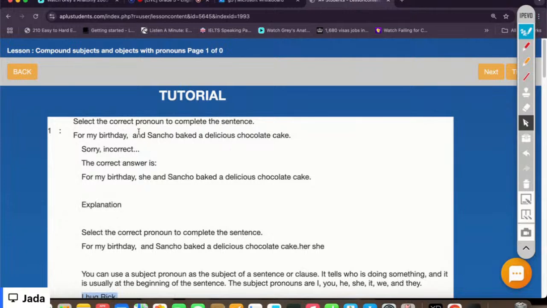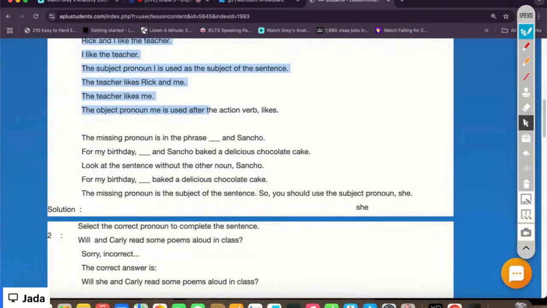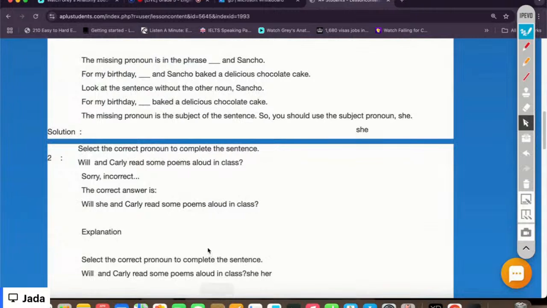For my birthday, dash Sancho baked a delicious chocolate cake. Is it I or she or they? What is the right one? Okay, so she baked a delicious chocolate cake. She. That's a subject pronoun.